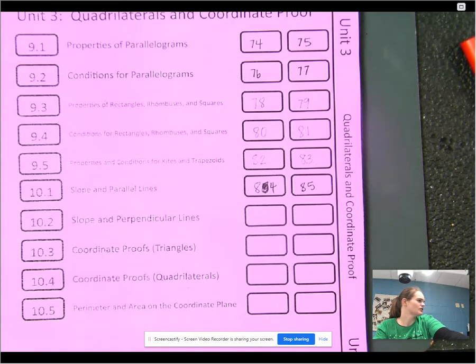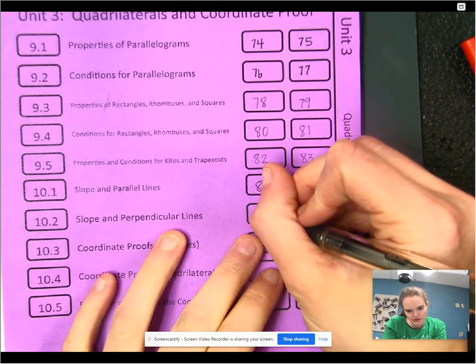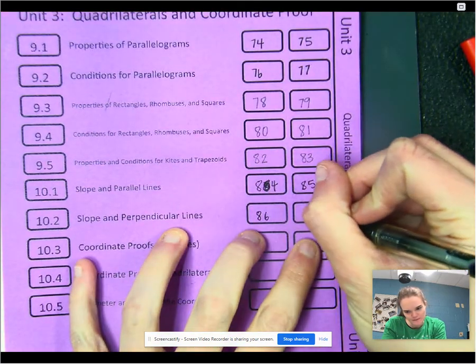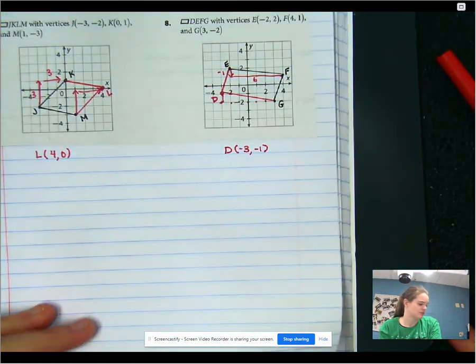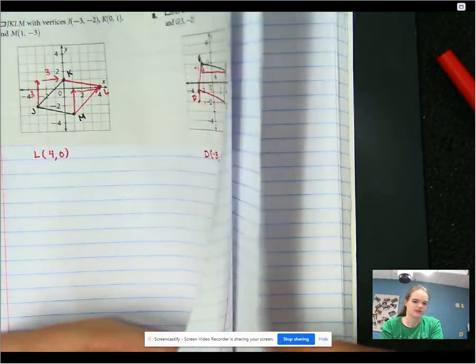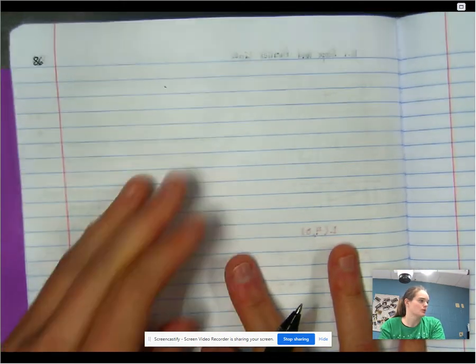All right, today we're going to be working on slope and perpendicular lines, and that's going to be on 86 and 87. So we're going to label that slope and perpendicular lines. It's going to be very similar. We're just going to talk about things that are perpendicular now instead, such as rectangles, squares, those kind of things.